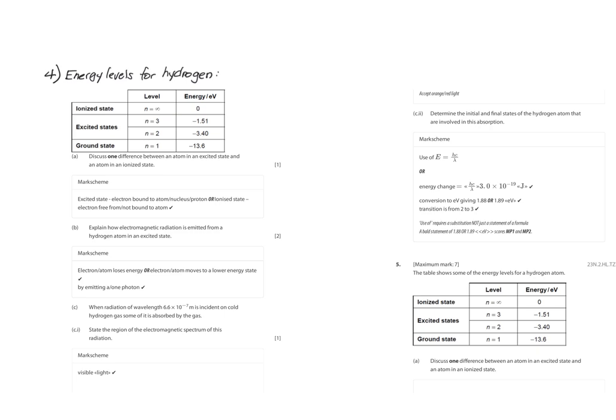And then CII, determine initial and final states of the hydrogen atom that are involved in its absorption. And so you do that by E equals hc over lambda, and you get 3 times 10 to the negative 19 joules, and then convert to eVs because the chart that it's giving you is in eVs. And then we wind up getting 1.88 or 1.89 eV, but that's the change in energy.